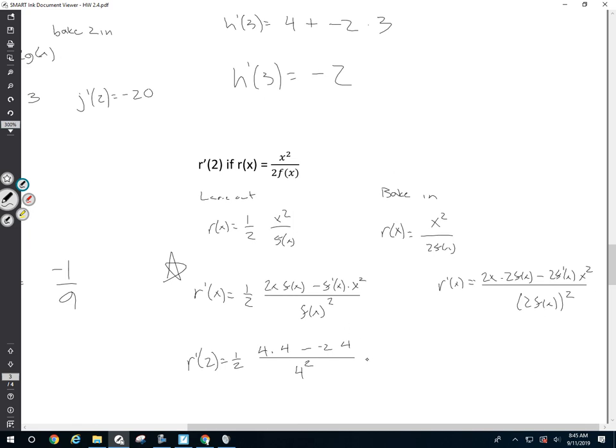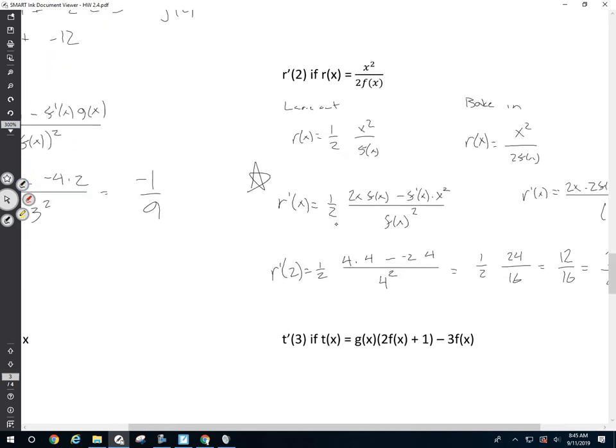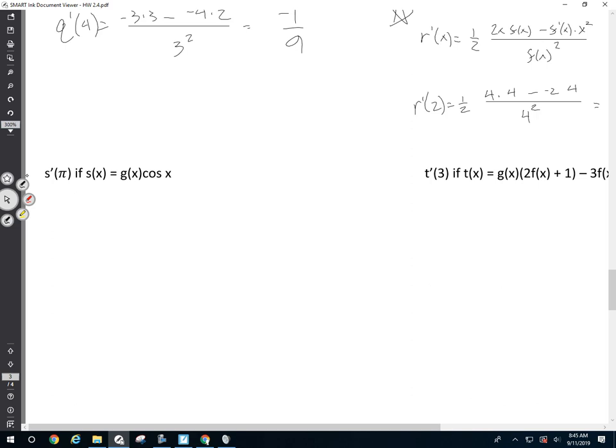All right, and then simplifying this, I have 16 plus 8, so I have 1 half. 16 plus 8 is 24 over 4 squared. This 1 half and the 24 simplifies easily to 12 over 16. 12 over 16 simplifies to be 3 fourths. Okay. Would have been probably more difficult with all this because you'd have to square 2 times 4. It would have been a little bit messier.